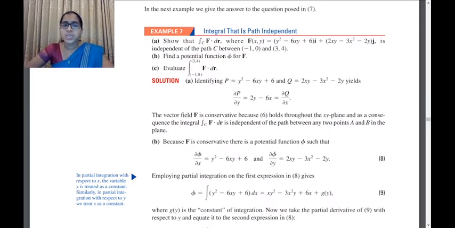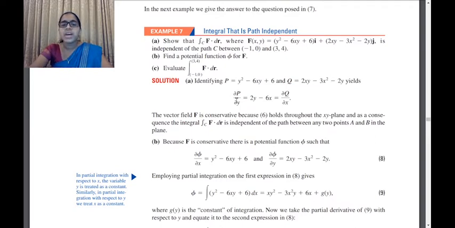The first one is to show that the integral over C of F dot dr, where F of x, y is (y² − 6xy + 6)i + (2xy − 3x² − 2y)j, is independent of path C between (−1, 0) and (3, 4). So let's do it step by step. The first part is we have to show whether this integral is path independent. From the expression of F, we get P is equal to y² − 6xy + 6 and Q is 2xy − 3x² − 2y.